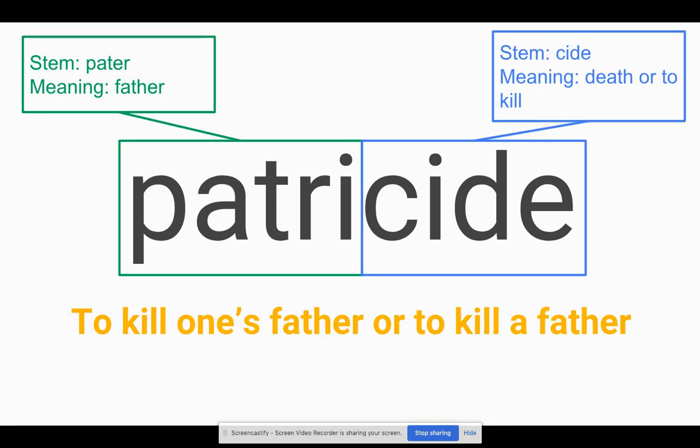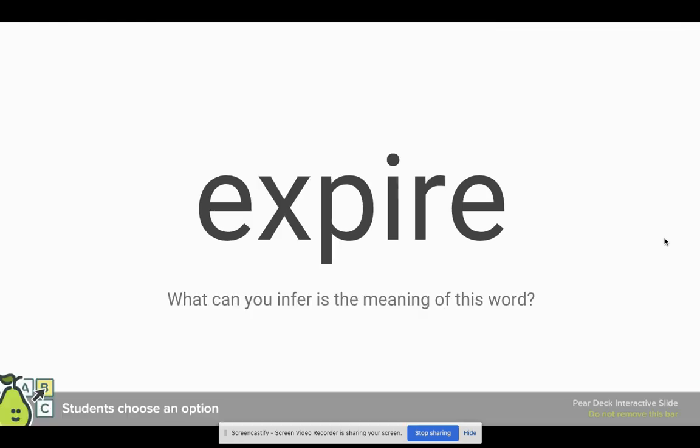So, this word means to kill one's father or to kill a father. When you break this down into the stems and word parts, you have the stem patri, which comes from the stem pater, which means father. And here you have the stem side, which you may remember from one of our previous lists, where the meaning is death or to kill. So this means to kill one's father or to kill a father.